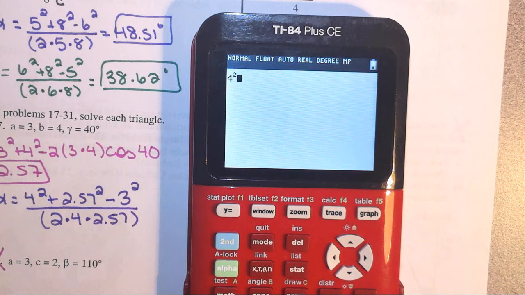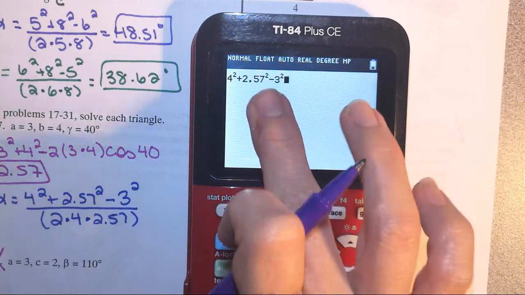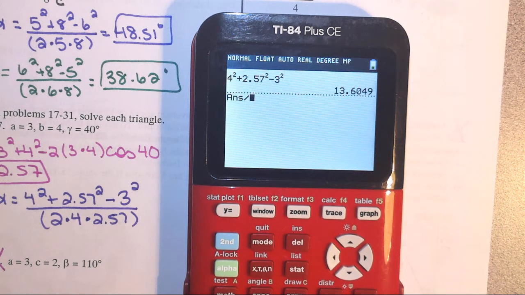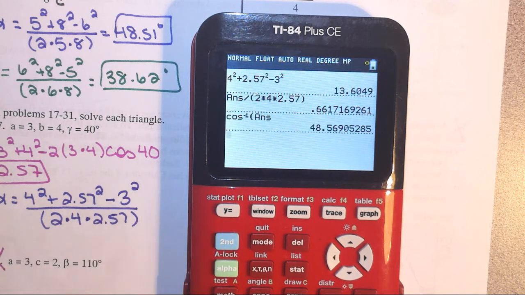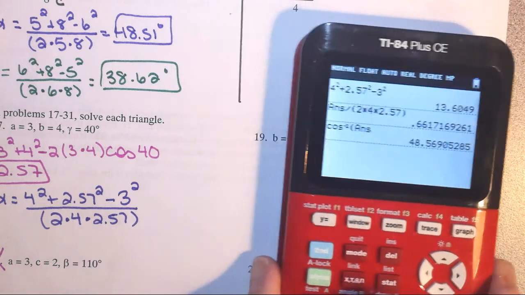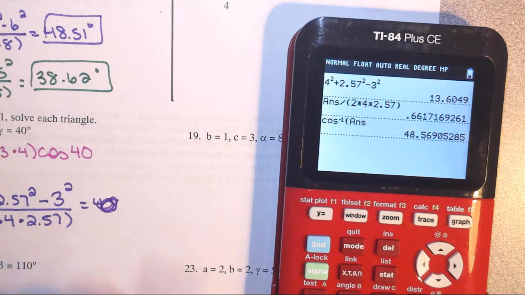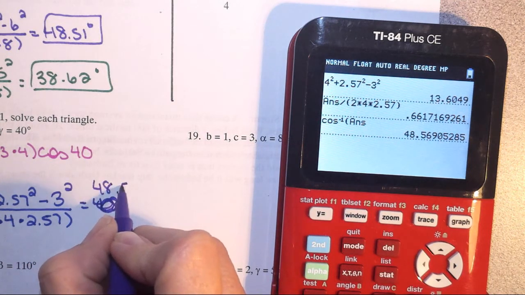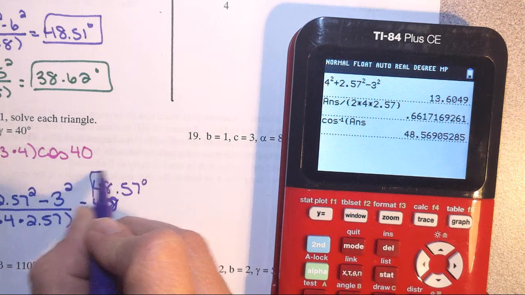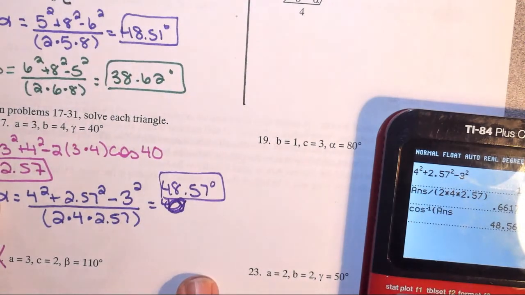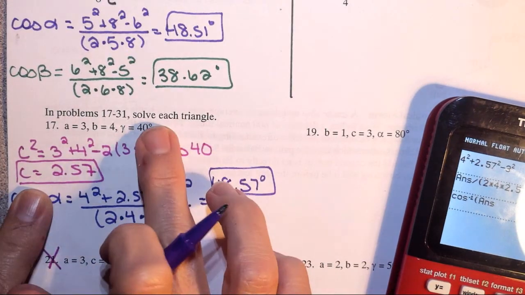All right, so let's go type it in again. So 4 squared plus 2.57 squared minus 3 squared, don't forget that that's a minus, divided by parentheses, don't forget your parentheses, 2 times 4 times 2.57. And I get 0.6617. We're going to remember that we're going to second cosine, second answer, and we get 48.57. So alpha equals 48.57 degrees.